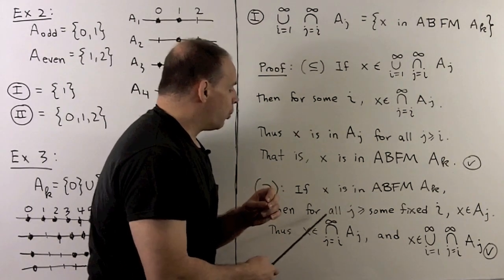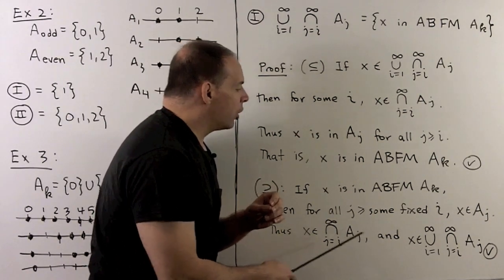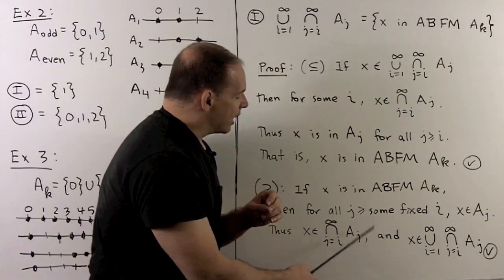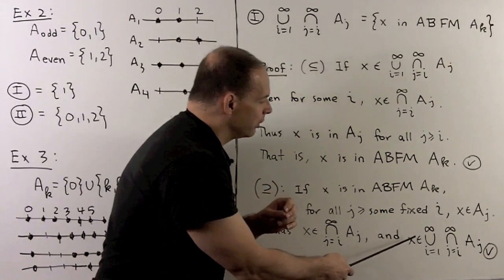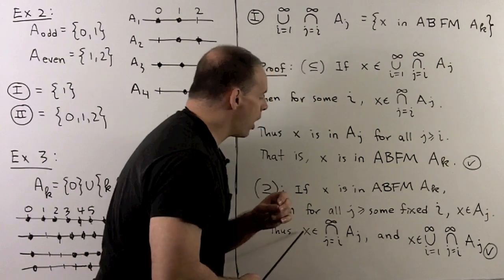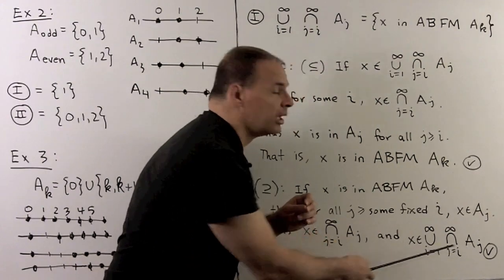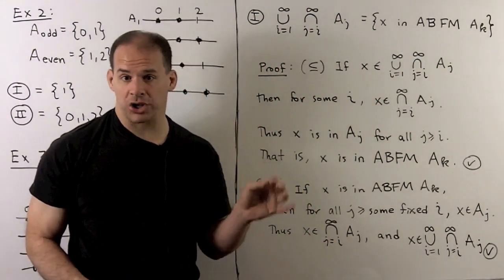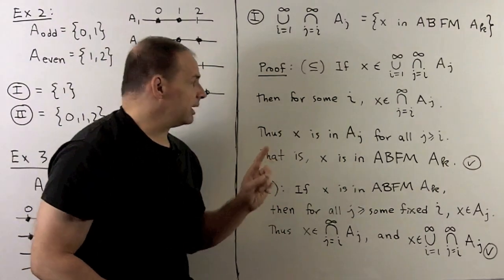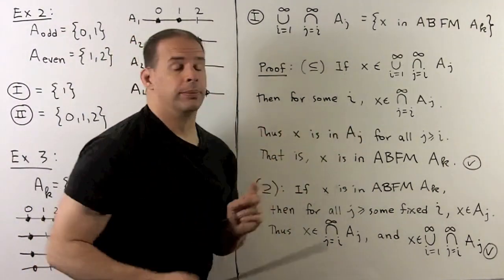Now, if it's in one of these, it's not going to hurt to throw in all the rest of the sets that look like these with a union. As long as it's in one, we can say this. So that gives us our other direction. That means these are equal.